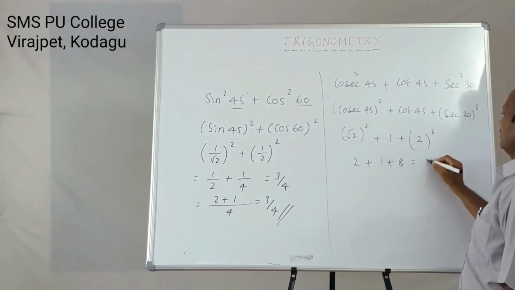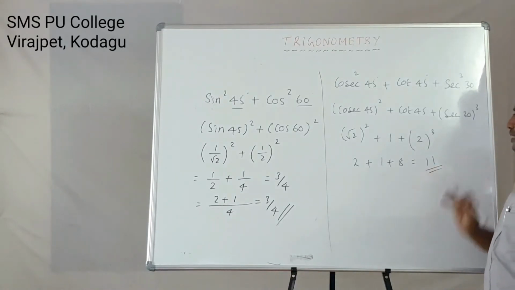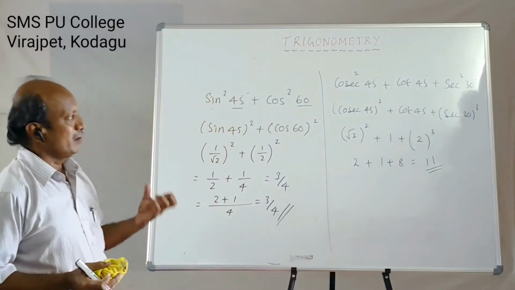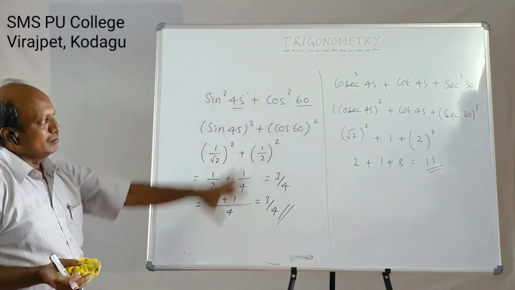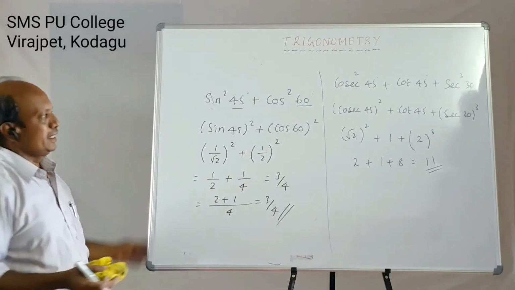So what is the final answer we are going to get? The final answer is 11. 2 plus 1 plus 8, it is nothing but 11. Now tell me, is it difficult? Only the thing is, you have to keep all the values at your fingertips. Then you have to go on to substitute and simplify. I am sure that you are going to get the right answer.